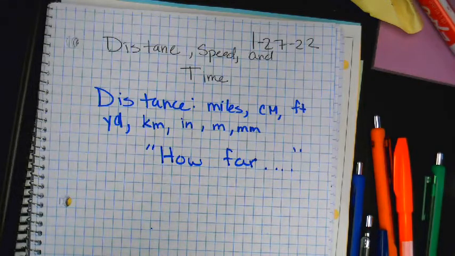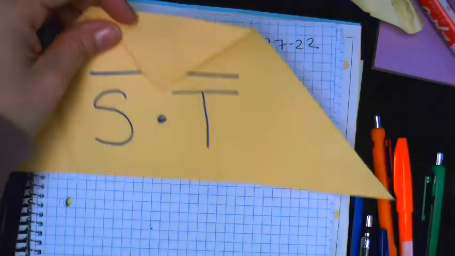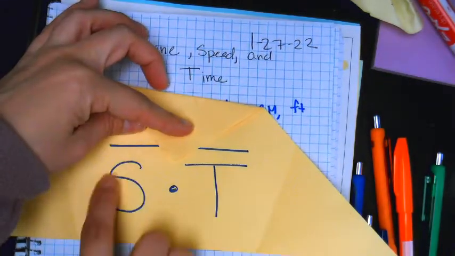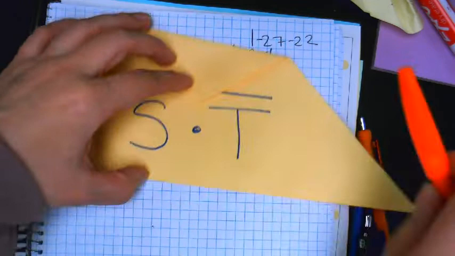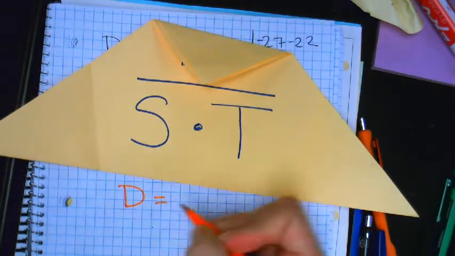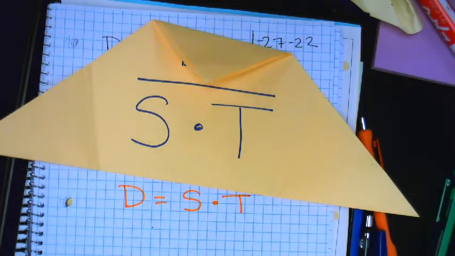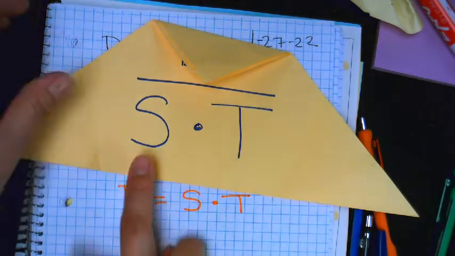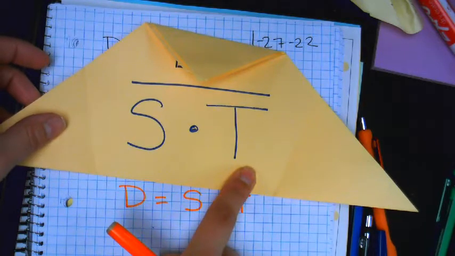Now, to solve for distance, we use our triangle. Shayla, we use our triangle here to solve for distance. So, whatever you're solving for, distance, speed, or time, you cover it up. So I'm going to cover up the letter D because that's what I'm solving for. What's left over? S dot T. And what does this dot mean in math? Multiply. So I cover up the D. This is the formula to solve for distance. So distance is equal to speed times time. Okay, so if I were to solve for distance, I need to do speed times time. Okay? You write that down?